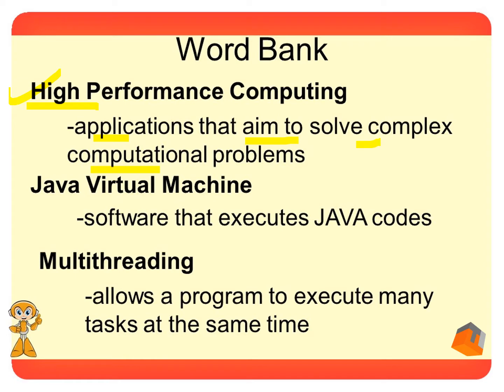We have here the word Java Virtual Machine. This is software that executes, or reads, the Java code. We have here the word multi-threading. It allows a program to execute many tasks at the same time. Java multi-threading is mostly used in games and animation.